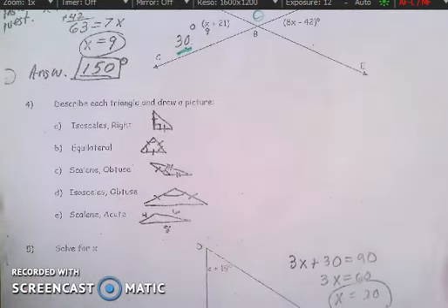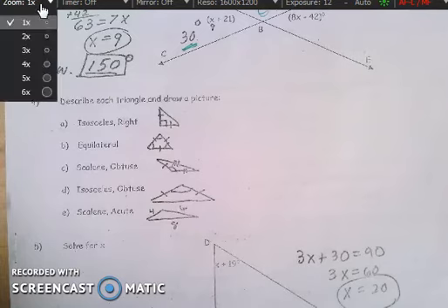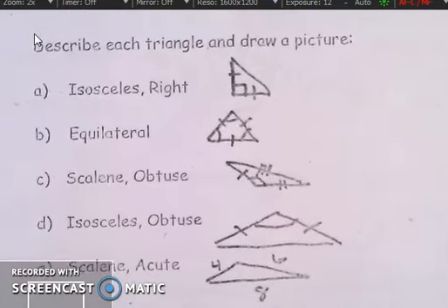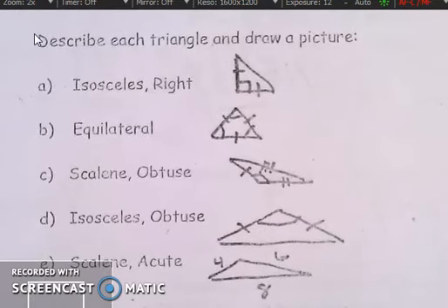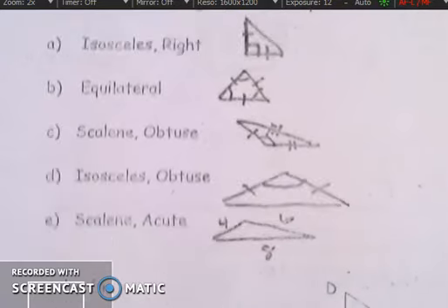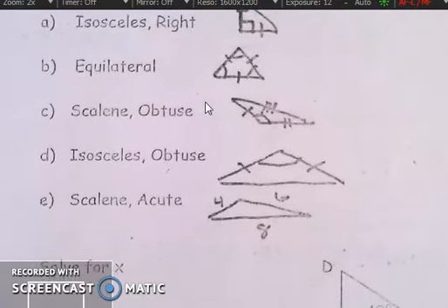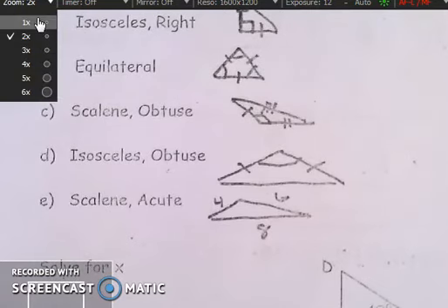Alright, just a little picture drawn for us. I'll see if I can just zoom it in real quick. Make it a little easier to see. Okay, so we got a right triangle, an equilateral triangle, a scalene, an obtuse triangle, and a scalene acute. Okay, so I'm going to zoom that back out.